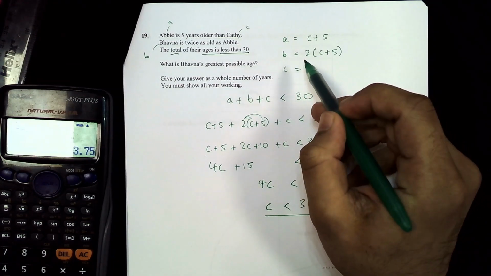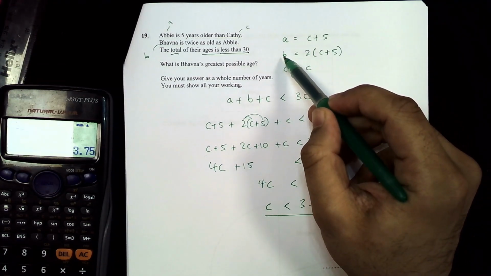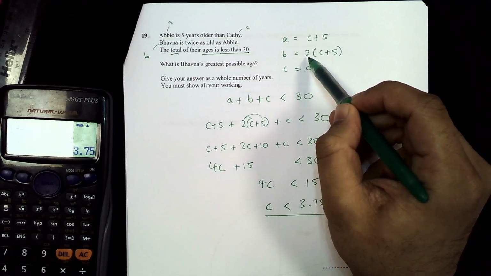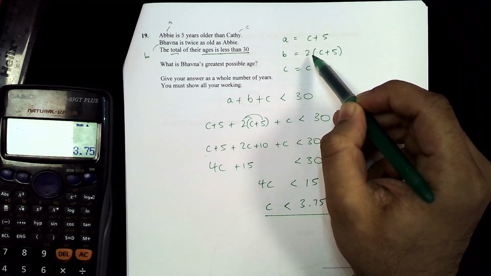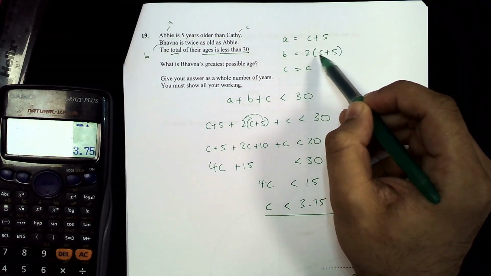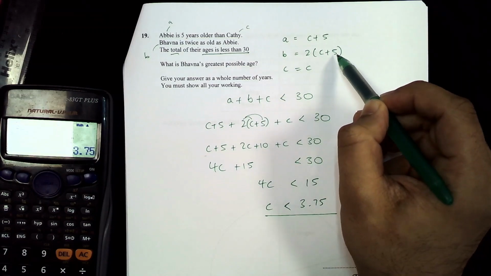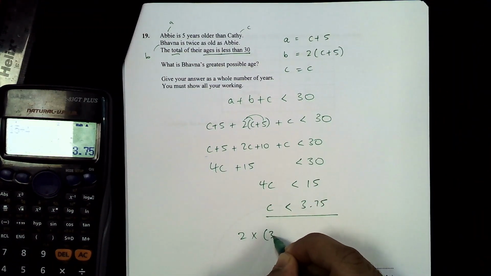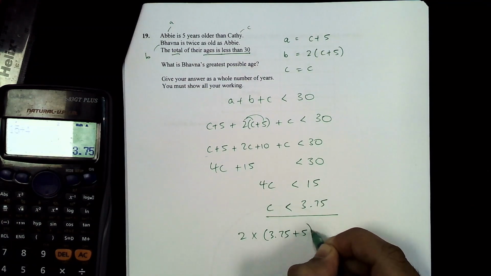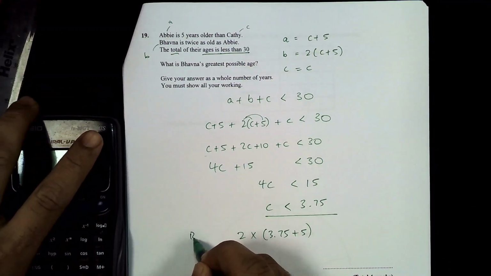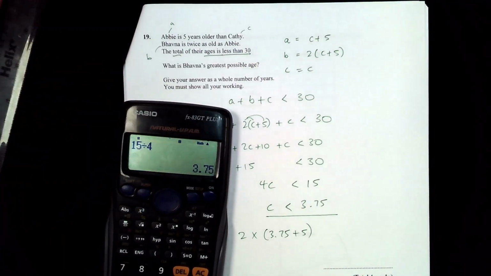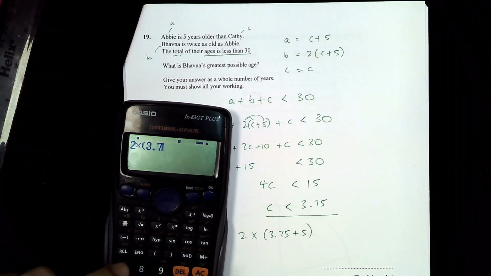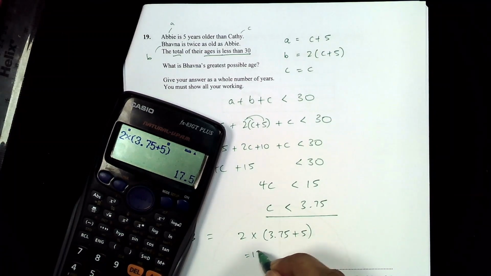Okay, so Bhavna, the oldest that she could possibly be is 2 lots of 3.75 plus 5. So 2 times 3.75 plus 5. That's the oldest. This is Bhavna, by the way. Okay, so 2 times 3.75 plus 5, and that gives me an answer of 17.5.